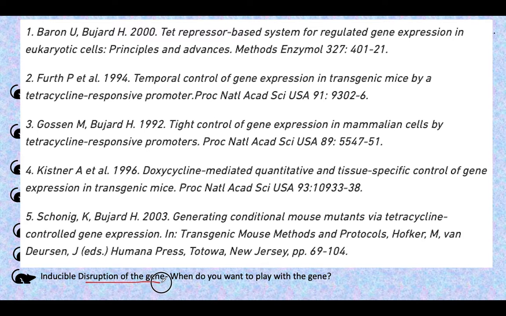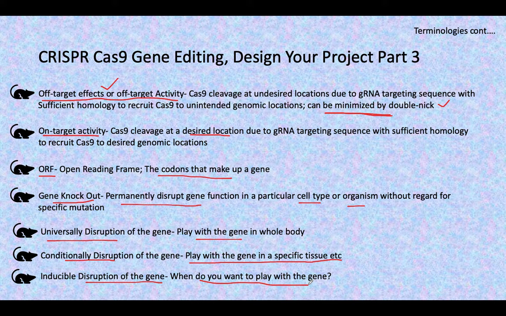Inducible disruption of the gene, that means when do you want to play with this gene? For example, you are playing with a gene that is related to age, and the mouse is 1 year old and you want to know the function of the gene in a 1 year old mouse, overexpression or down regulation or whatever, so you have to use inducible disruption. And for inducible disruption, one needs to go for the TET system, TetR, TetO, TetA. We will talk about it in detail.